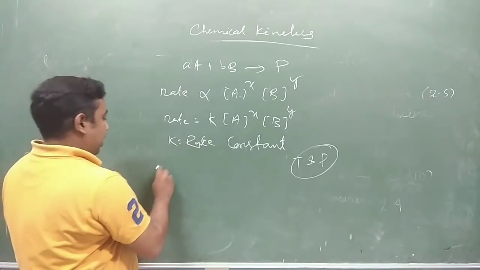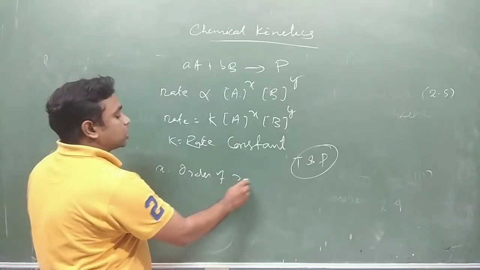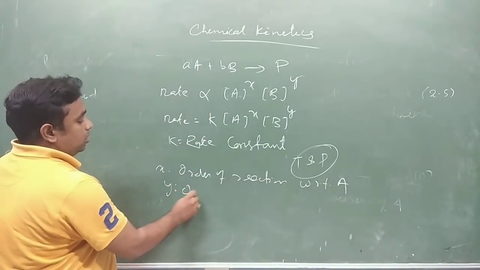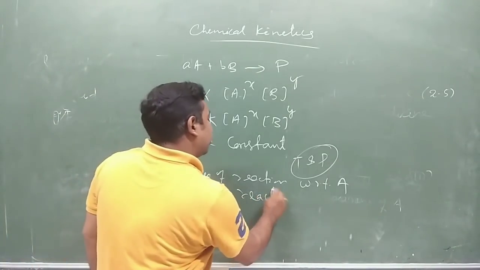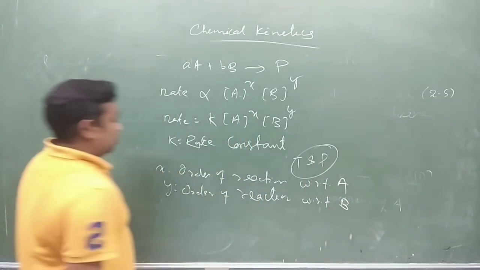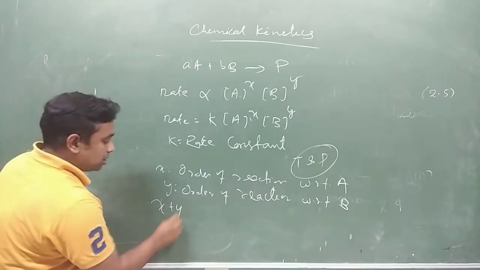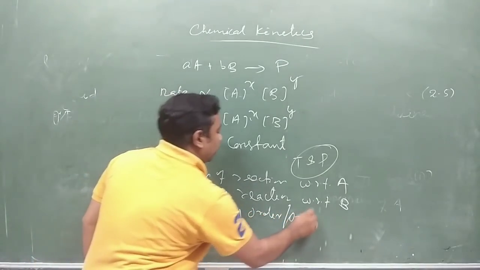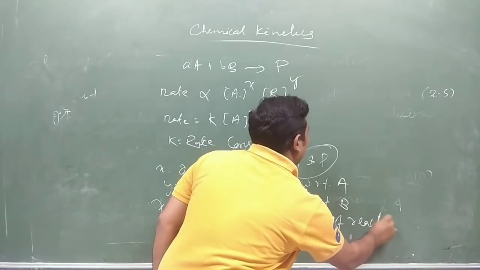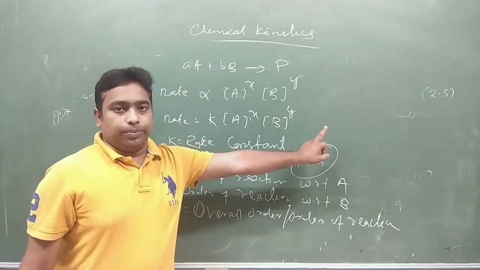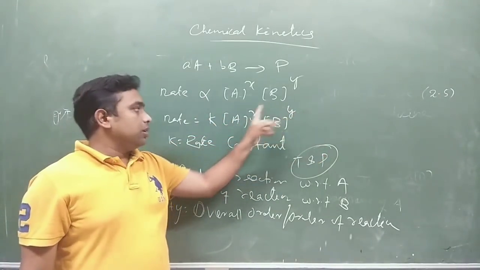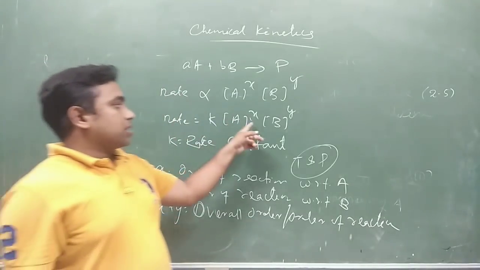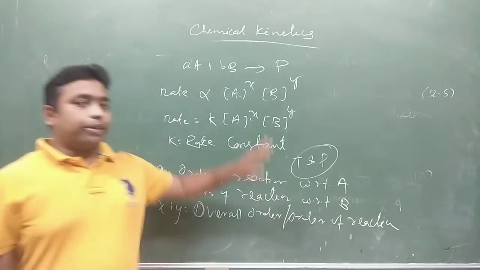What is x? Here you can define x as the order of reaction with respect to A. What is y here? Y is the order of reaction with respect to B. And what is x plus y? X plus y means it is the overall order, or simply you can write order of reaction. X plus y is the order of reaction. Are you getting it? X is order with respect to A and y is order with respect to B. Remember, I am repeating, x and y are determined from the experiment.